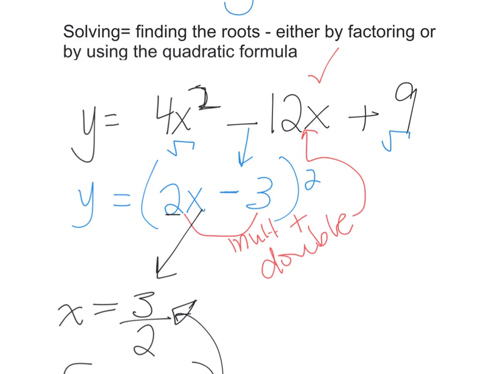And in this case, because it's a perfect square trinomial, there's actually only one root, because any perfect square trinomial has a vertex that sits right on the x-axis. So the vertex is the same as the x-intercept.